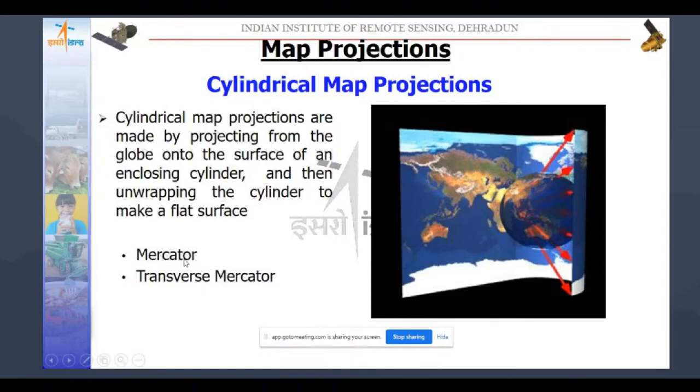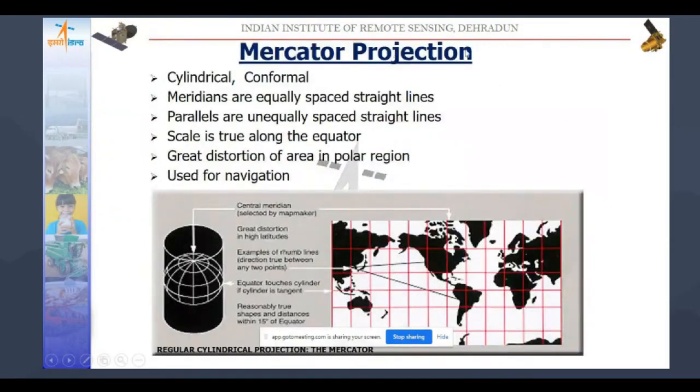A few famous known projection systems are Mercator and transverse Mercator. I am just taking an example. The Mercator projection system is cylindrical, conformal, and its meridians are equally spaced straight lines. If you see the figure below, we have placed a globe inside the cylinder, projected onto the wall of the cylinder, and after that unwrapped it. After unwrapping, this is the figure we get.